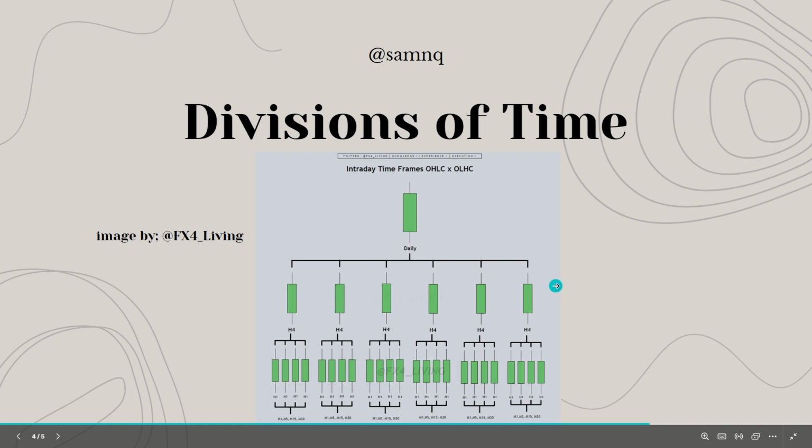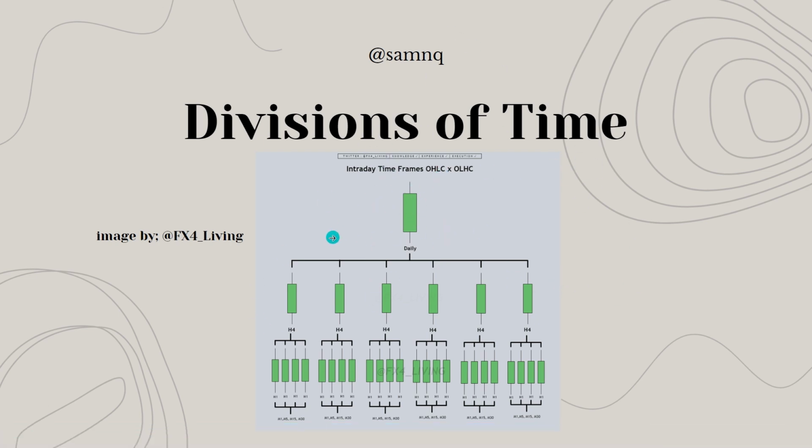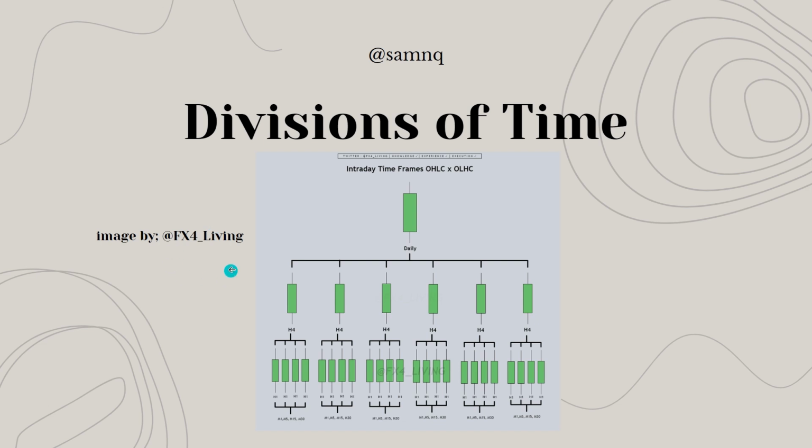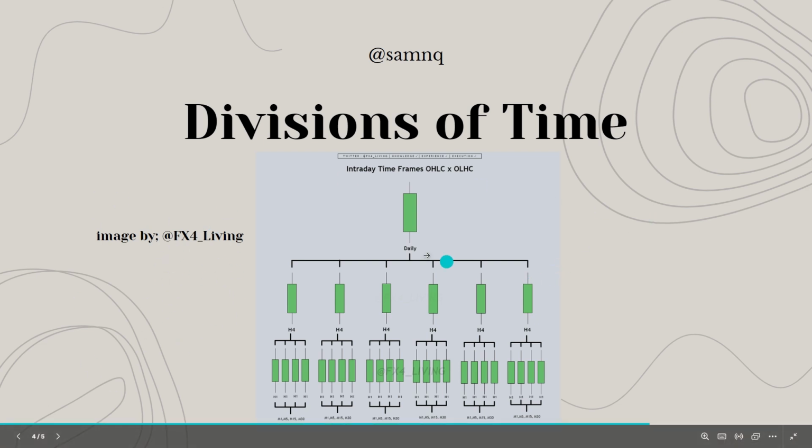So we'll talk about divisions of time, because this is also very important to hourly ranges. In your daily candle, you have 1, 2, 3, 4, 5, 6 4-hour candles, and those 4-hour candles are then separated by 4 1-hour candles in each. And within those candles, you have your 1 minute, 5 minute, 15, and 30-minute divisions of time. This image is by FX for Living on Twitter, if you guys want to check him out. This is just where I got this image from, so I'm going to credit him.